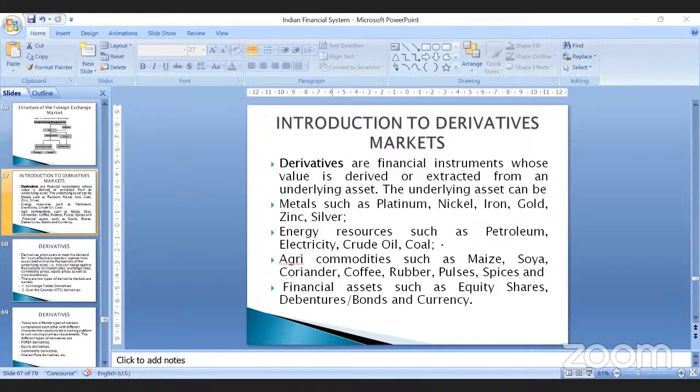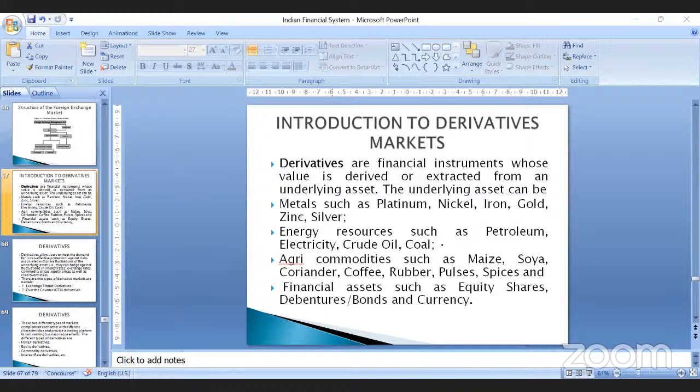Now, the underlying asset can be anything. It can be metals like platinum, iron, gold, silver, zinc, anything. Or it can be energy resources like petroleum, electricity, crude oil, coal. Or it can be agricultural products like maize, coriander, coffee, rubber, pulses, spices, etc. Or it can be financial assets like equities, debentures, bonds, and currencies.